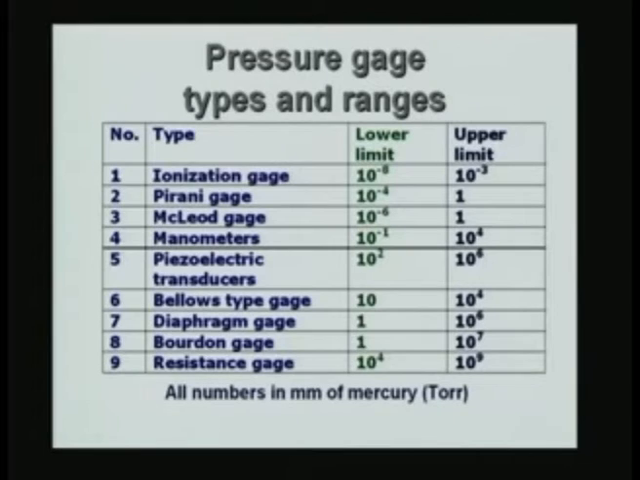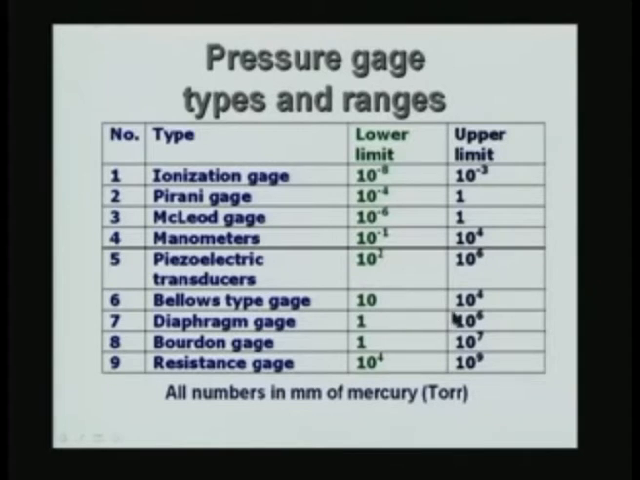Then we have the Bourdon gauge, which is very popular because it is very inexpensive, and it covers a very large range, from a lower limit of 1 millimeter of mercury to about 10 to the power of 7 millimeters of mercury. We are now already talking about very high pressures. If you remember, 760 millimeters is 1 atmosphere. So, if I take 10 to the power of 3 as roughly 1 atmosphere, this is 10 to the power of 4 atmospheres. So, already we are talking about very large pressures.